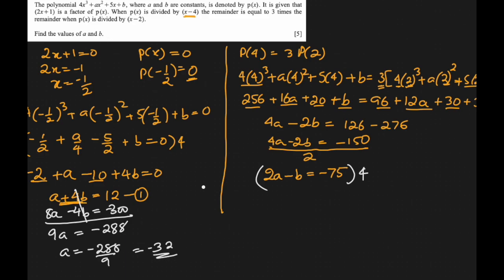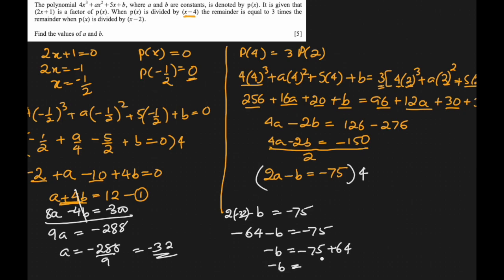They said find the value of a and b, so I can find b now. I can find b from here. So 2 times minus 32 minus b is equal to minus 75. I substituted the value of minus 32 in this equation. Minus 64 minus b equal to minus 75. Minus b equal to negative 75 plus 64. Minus b is equal to negative 11. And b comes out to be 11. So we got b as well as a.